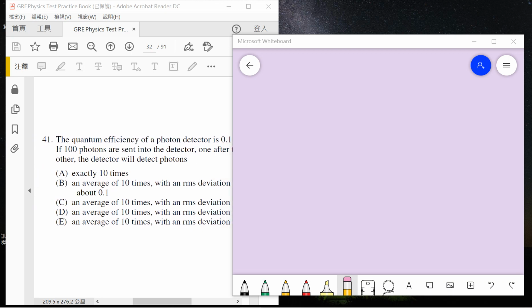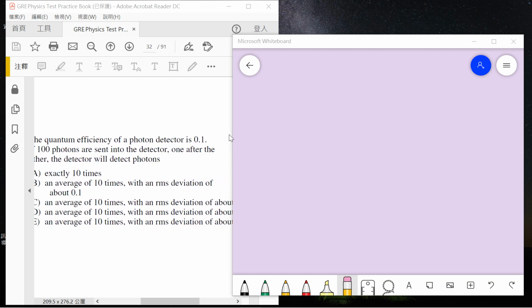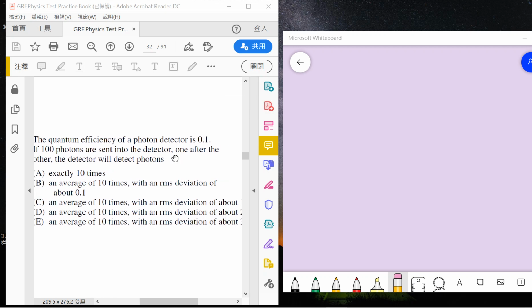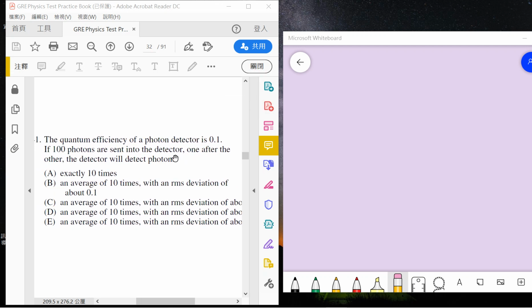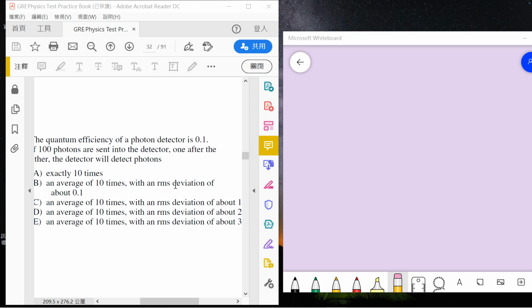Okay, so 41. The quantum efficiency of the photodetector is 0.1, and if 100 photons are sent to the detector, the number of photons detected on average is 10. Okay, so this is the only information you have. You only know the average is 10 because 0.1 times 100 is 10, and you get nothing more to keep solving this.